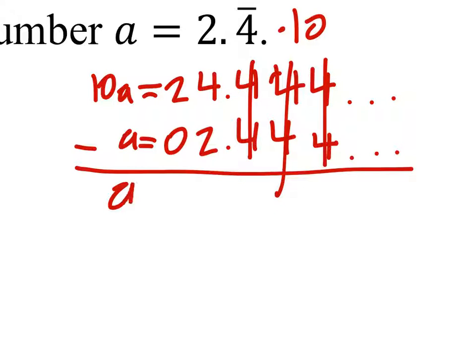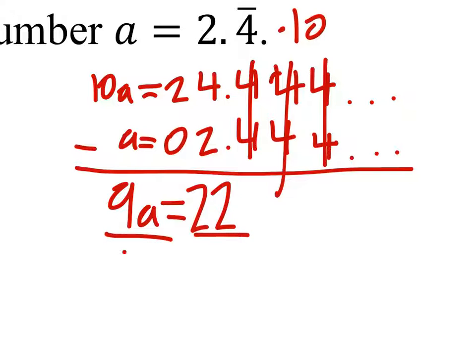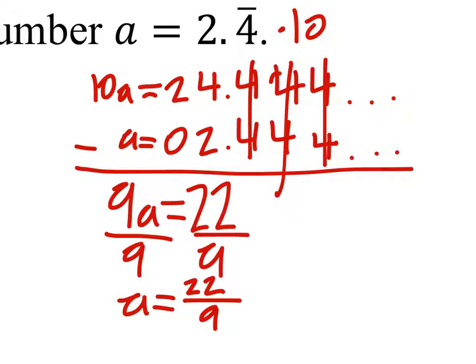So you get 9a equals 22. And you divide that by 9, and you get a equals... Yeah, sorry. You're fine. Keep going. Divided by 9 equals... Well, just write the fraction. That's what we want. Equals 22 over 9. Bam. That is all.